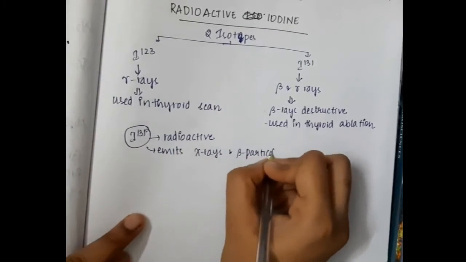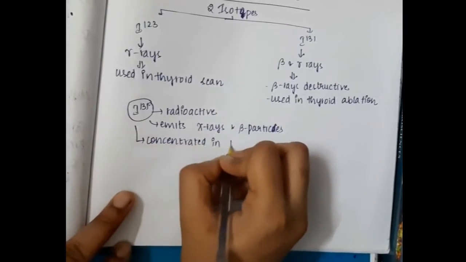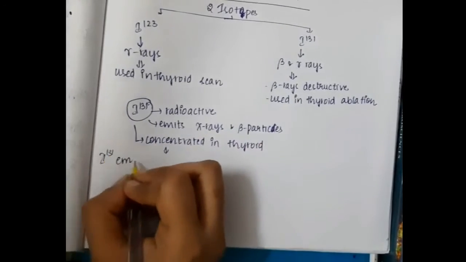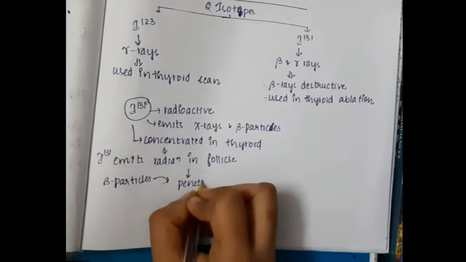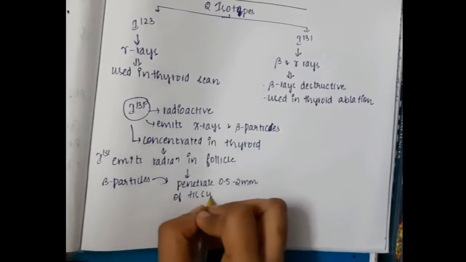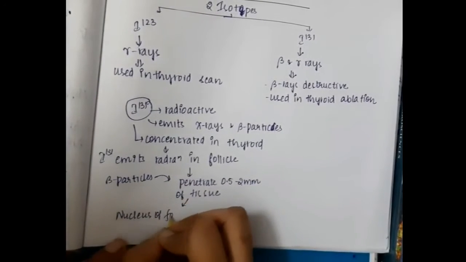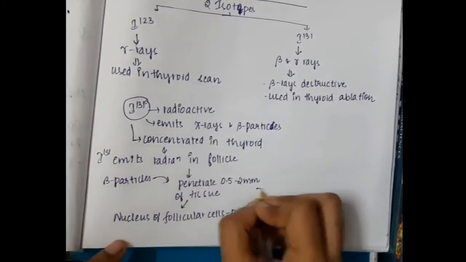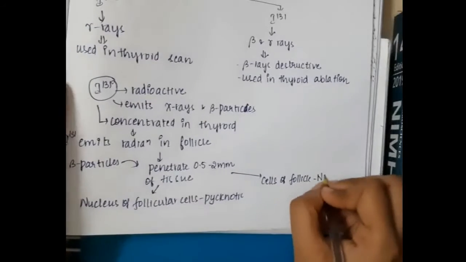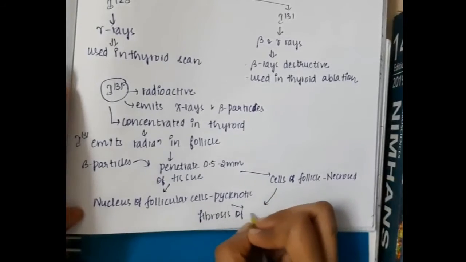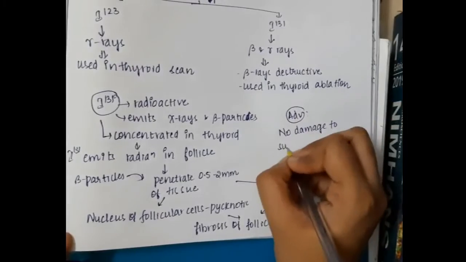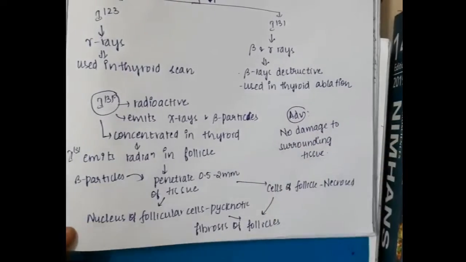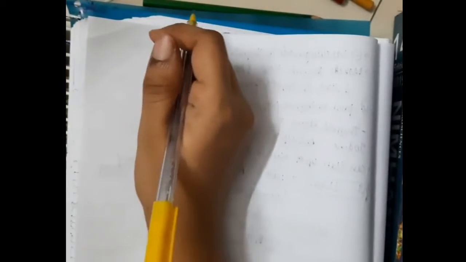Now iodine 131 is radioactive. It emits gamma rays and beta particles also. It is concentrated in the thyroid. Iodine 131 emits radiation in the follicles. The beta particles will penetrate the tissue, and when they do, they cause pycnosis of the nucleus and necrosis of the cells, and finally it causes fibrosis of the follicles. It does not damage the surrounding tissue. It will just damage the thyroid tissue which it targeted.